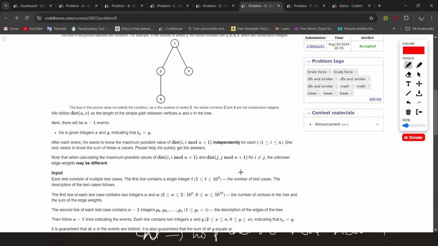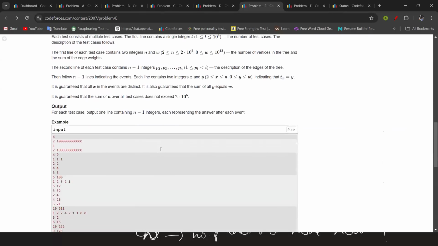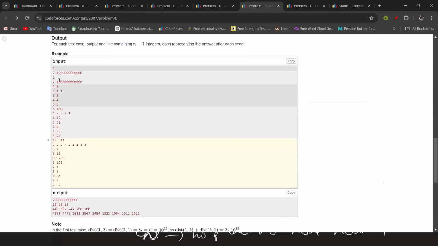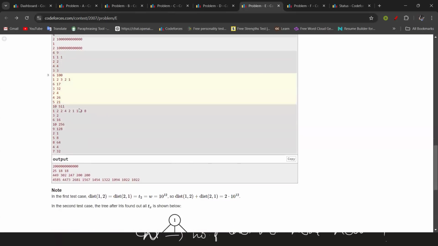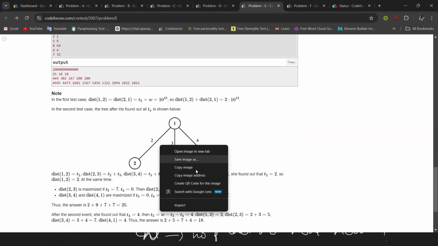So one by one, they are giving the weights and you need to compute. One by one you need to compute, when the first weight is given, after that, the maximum possible value of distance i mod n plus 1 independently for each i. So basically, let me show you. Let's take this test case.